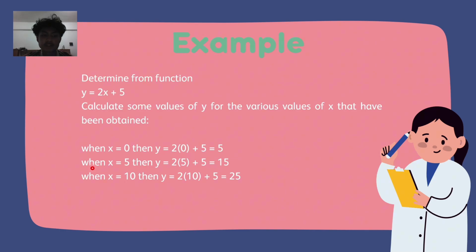For the next question, it is still the same. In this question, it is known that x is equal to 5. So just enter it as before. 2 times 5 plus 5 equals 15. So y is equal to 15. The last question is still the same. In the question, it is known that x is 10. So 2 times 10 plus 5 is equal to 25.